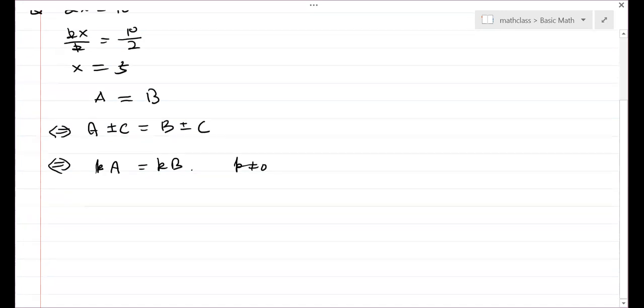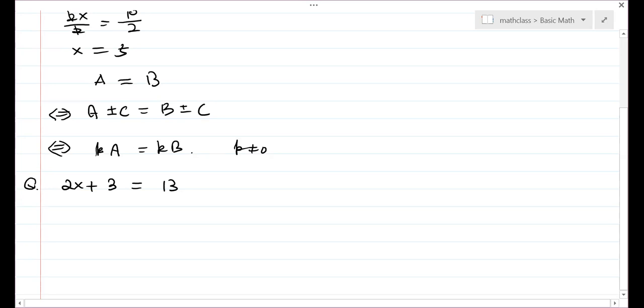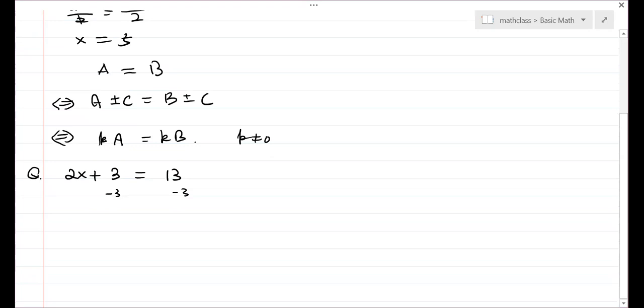So here, for example, if we have 2x plus 3 equals 13. Now this is a little bit more complicated equation. The first step is, I don't like the 3 on the left hand side, and I just want 2x, right? So how do you do that? You subtract 3 from both sides.